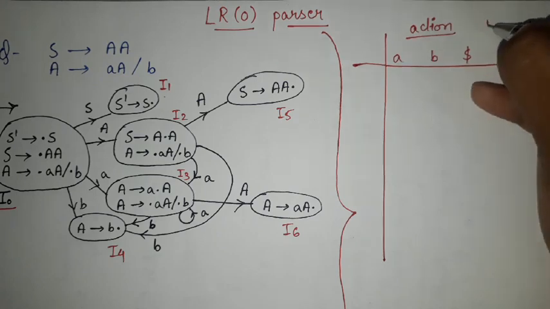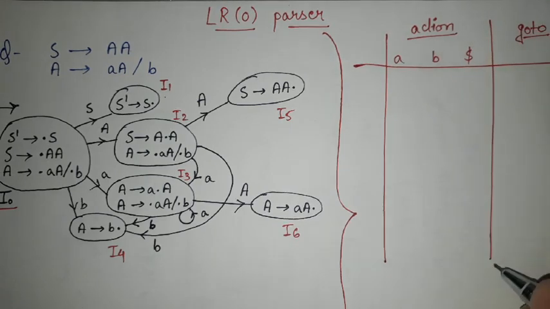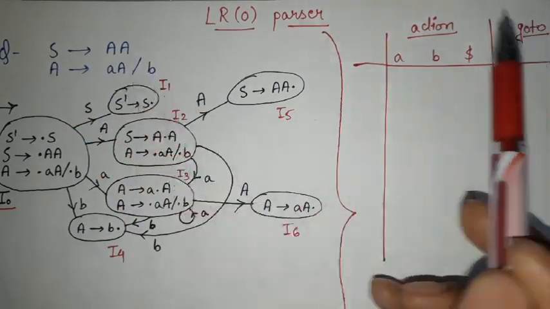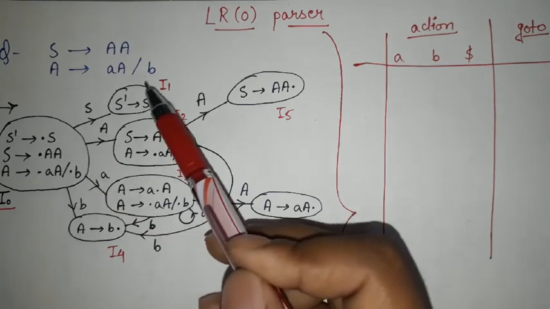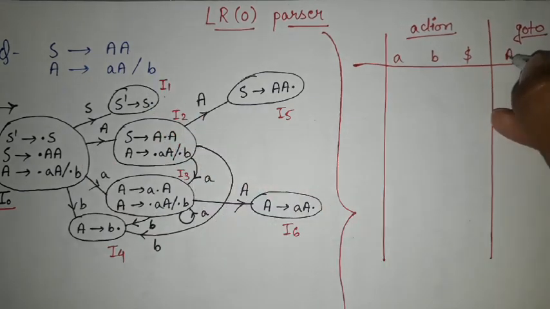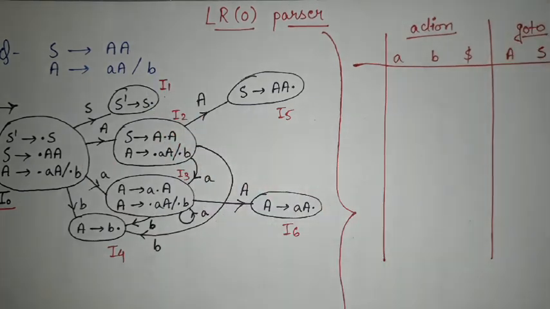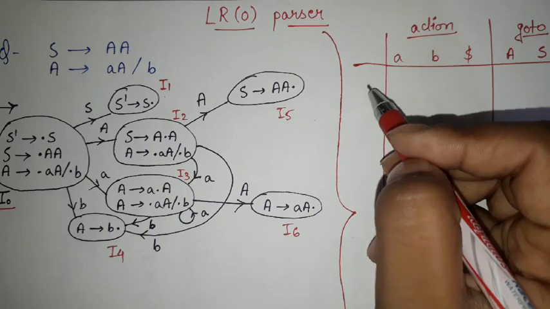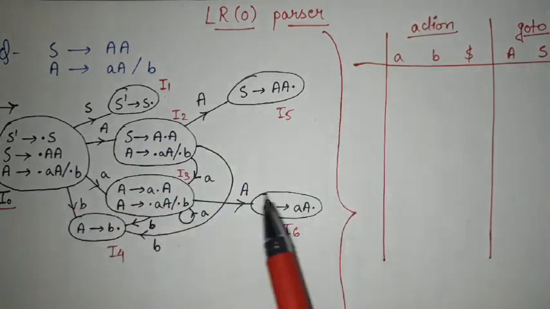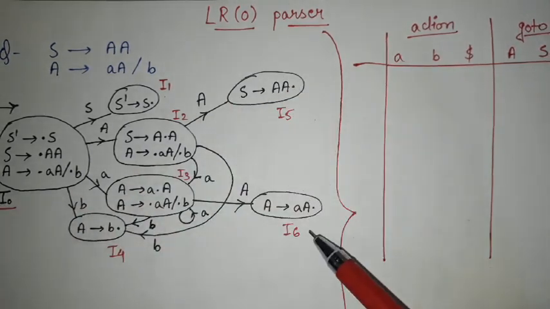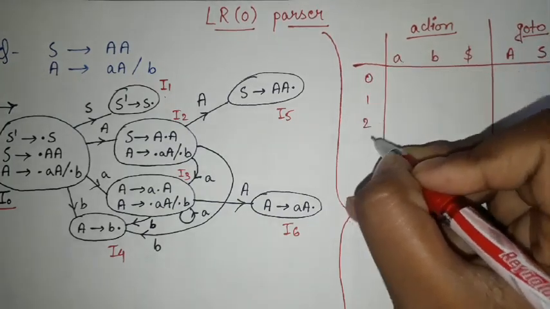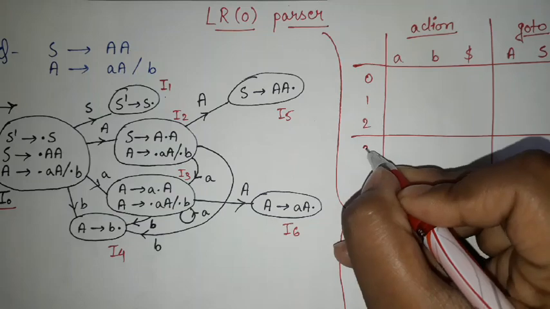That will be my action part. And in the go to part, the remaining, that is the variables, will be there. Whatever variables or non-terminals are there in the grammar, they will be in the go to part. So in my case, I am having capital A and capital S. These are my two variables or non-terminals. And what will be here in the row part? In the rows, all my state numbers will be there. How many states am I having? 0 to 6. So here I will write 0 to 6. 0, 1, 2, 3, 4.